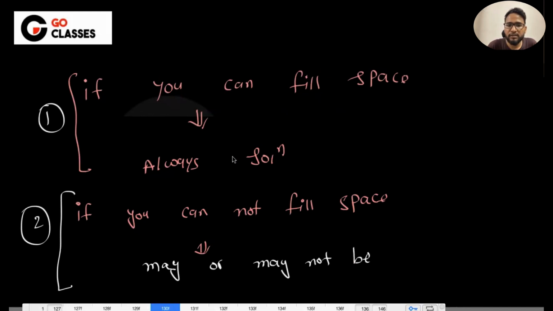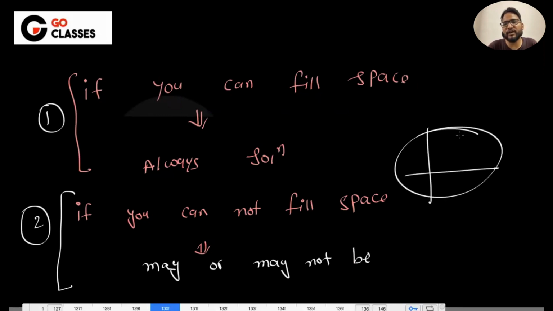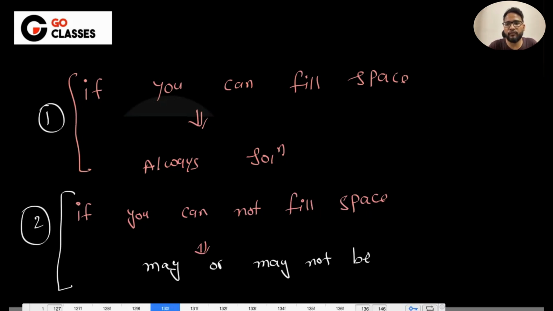Arpan is asking, sir, if B is not a linear combination of any vector, but we are filling the space. No, it cannot happen. If we are filling the space, then how can B not be a linear combination? It means that every vector is a linear combination of your vectors.